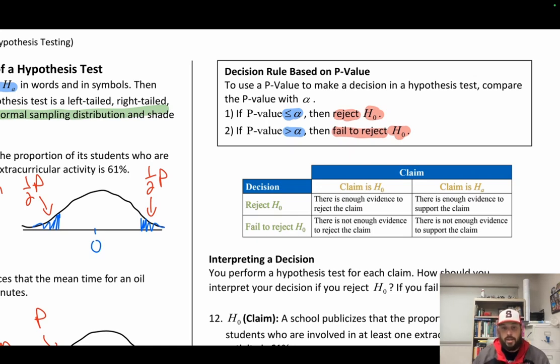As we look at our two-way table of decisions and claims, if the claim is our null hypothesis and there's enough evidence to reject the claim, we can reject our null hypothesis. If the claim is the alternative hypothesis and there's enough evidence to support the claim, we also reject the null hypothesis, because in this case we are supporting HA. If we're going to support our alternative hypothesis, we have to reject the null. We have to pay attention to where the claim is in all of these. So let's look at a couple examples.